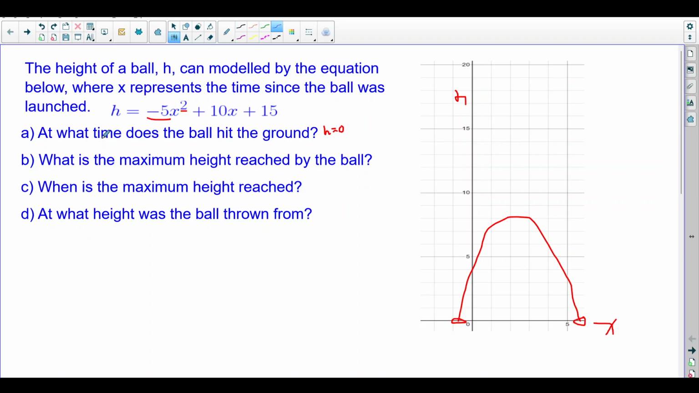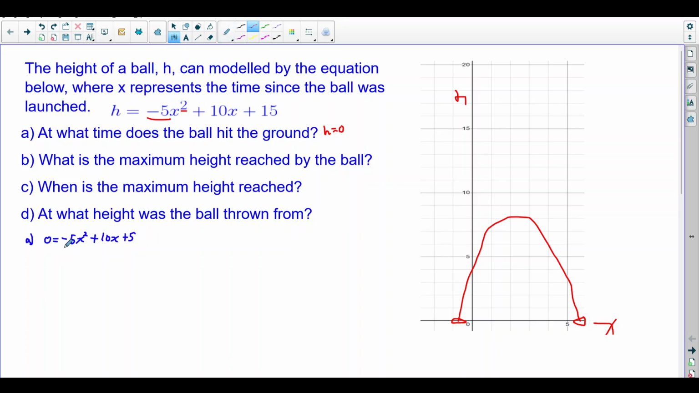So let's go ahead and do this. What time does the ball hit the ground? We need to figure out the zeros of this function or this relationship, and we do that by setting h equal to 0. So let's go ahead and do that. 0 equals negative 5x squared plus 10x. And in order to find the zeros, we're going to use the zero product property. So we want to factor this because we'll know that one factor times another factor will equal 0, and we can set the factors equal to 0.